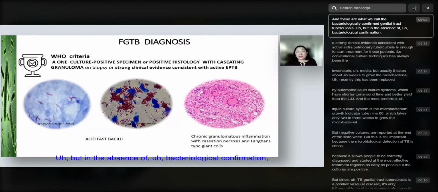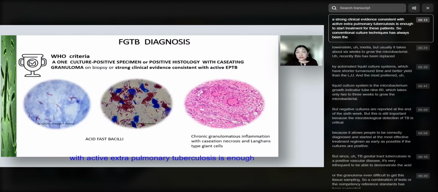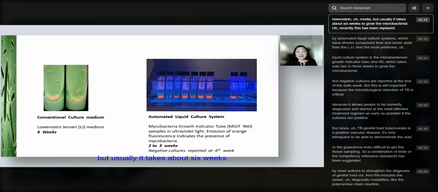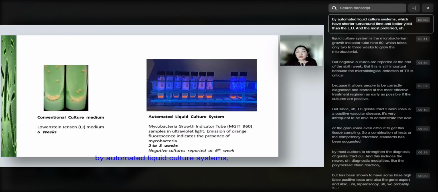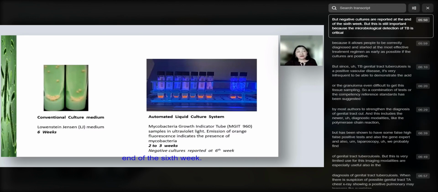But in the absence of bacteriological confirmation, a strong clinical evidence consistent with active extrapulmonary tuberculosis is enough to start treatment for these patients. So conventional culture technique has always been the Lowenstein-Jensen medium, but usually it takes about 6 weeks to grow the mycobacterium. Recently, this has been replaced by automated liquid culture systems, which have shorter turnaround time and better yield than the LJ medium. And the most preferred liquid culture system is the Mycobacterium Growth Indicator Tube 960, which takes only 2 to 3 weeks to grow the mycobacterium, but negative cultures are reported at the end of the 6th week.